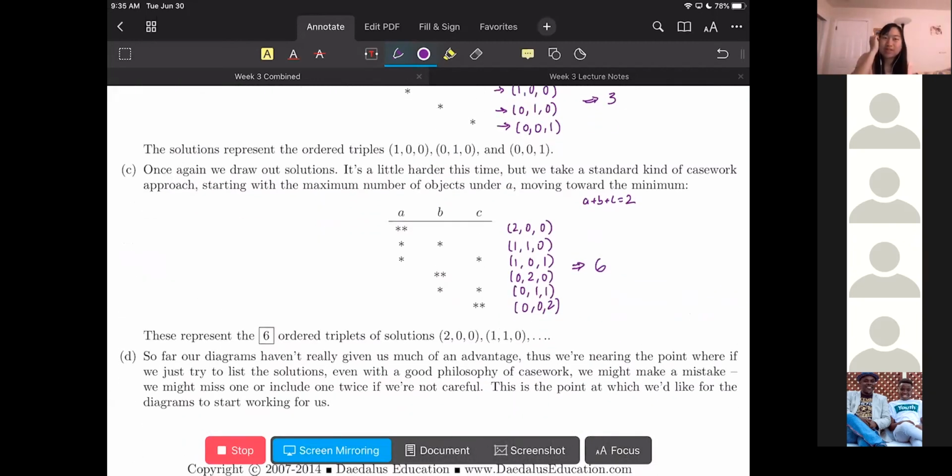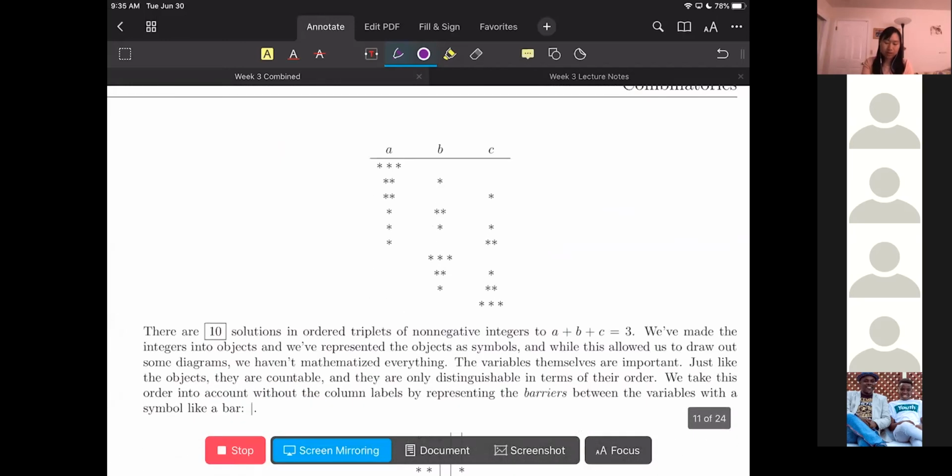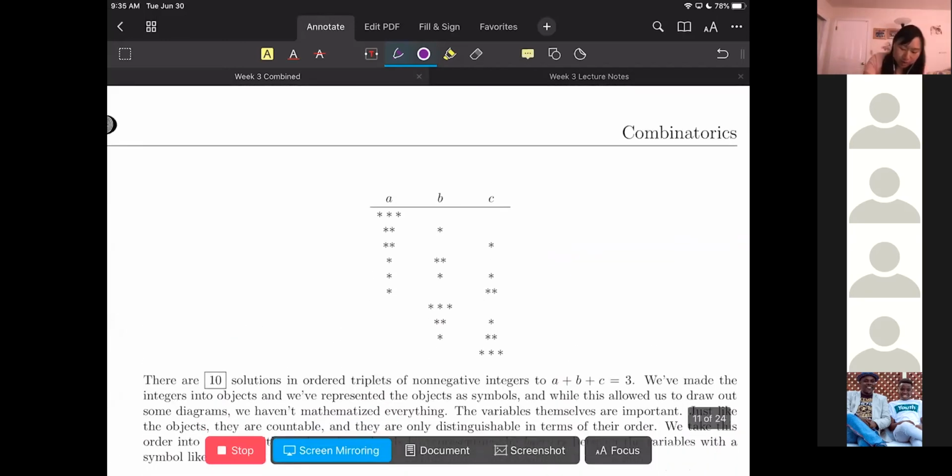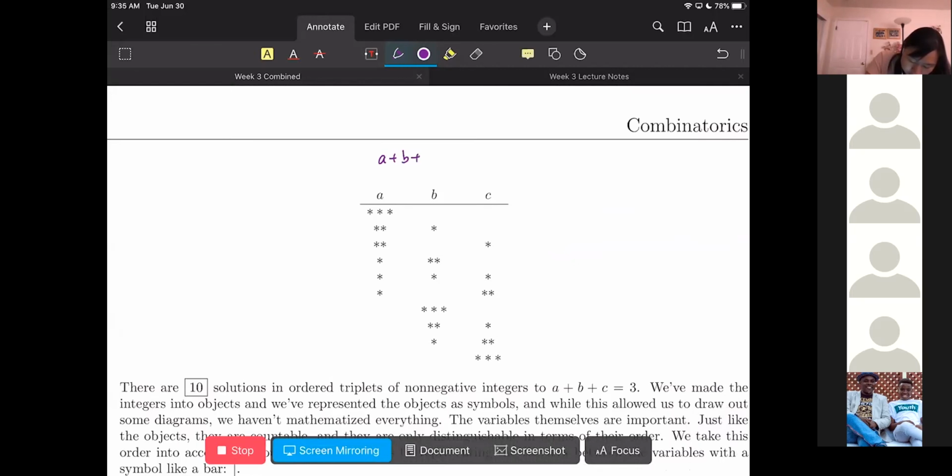So far we have these diagrams. We're just kind of listing them all out. And we see, hopefully you see that as n grows larger, it's going to be harder and harder to count all of these and make sure that we're not overcounting or missing something, or double counting or missing something. So we want to see how can we generalize these diagrams to help? And so here's one for A plus B plus C equals 3.